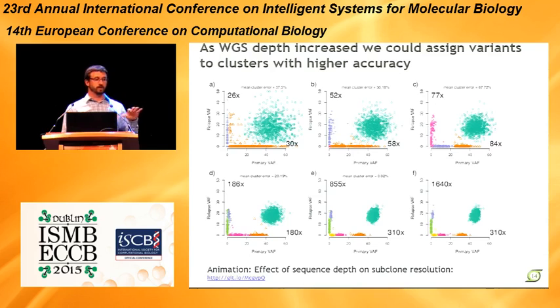As we go up to closer to 800 or 900x, we start to see the three subclones that were each lost from the primary. And then it stabilizes as you go beyond that. There's a link there: when you get a copy of these slides, you can go and look at a video that shows the smooth transition across increasing coverage in our ability to resolve these subclones.